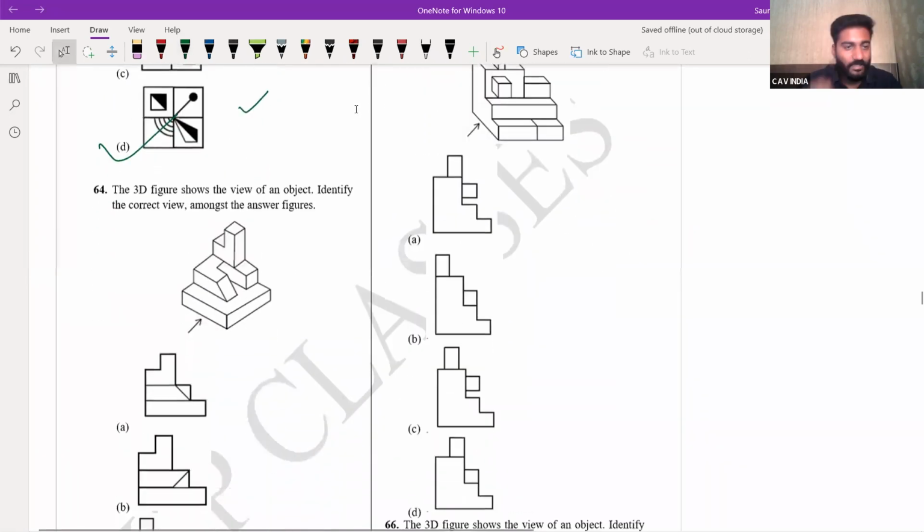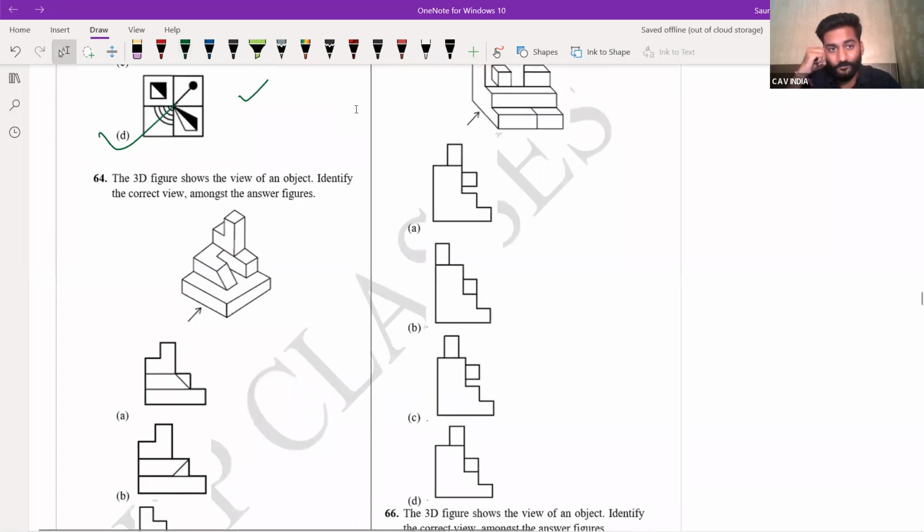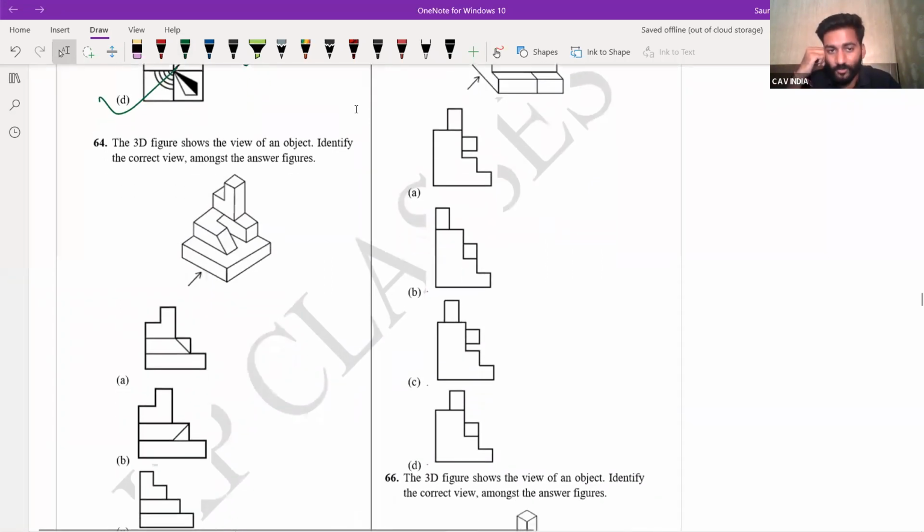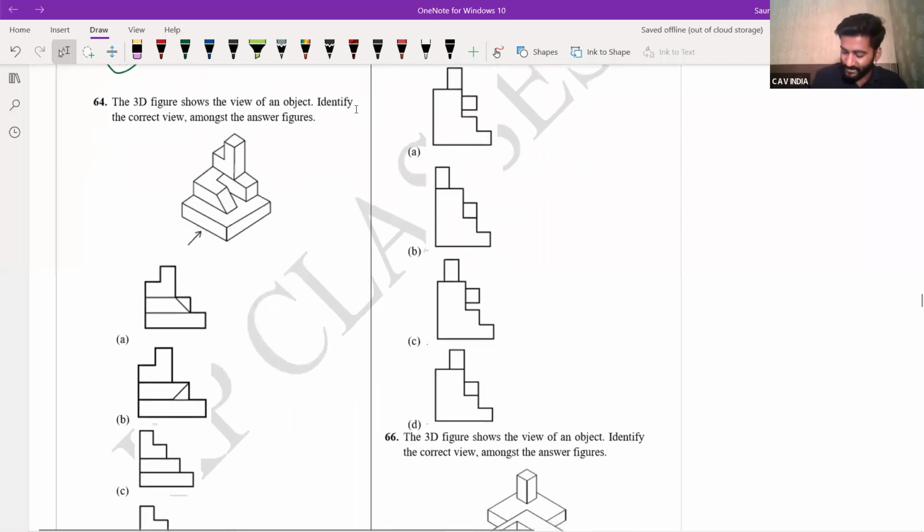Then again, we have a 3D figure given. Identify the correct view among the following figures. So basically, this is the arrow side. You need to look at it and find the right one.